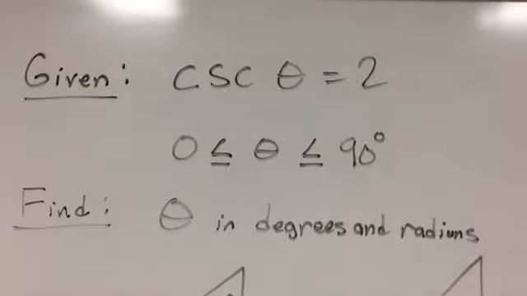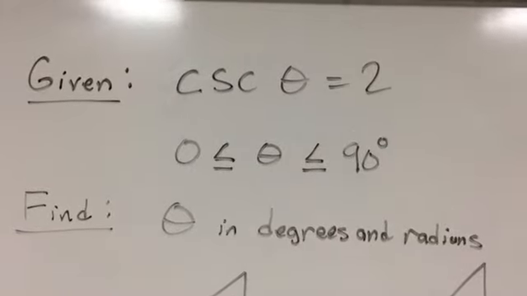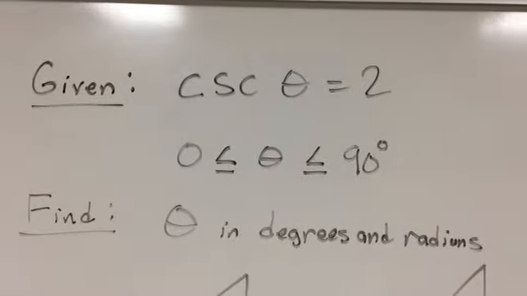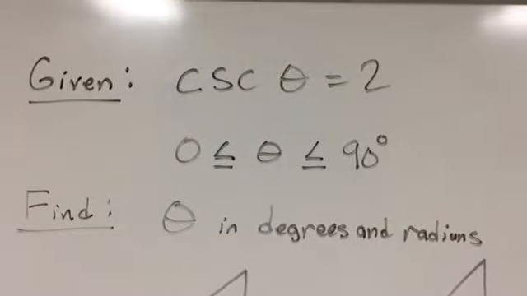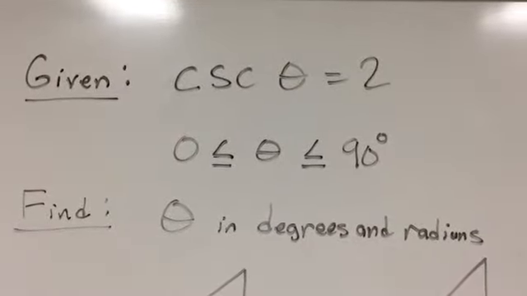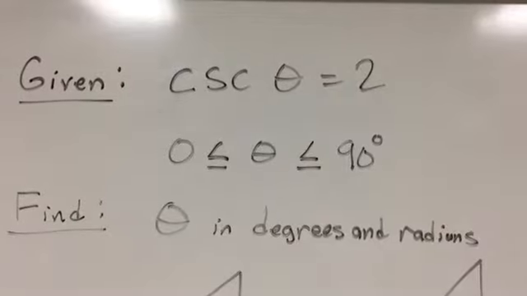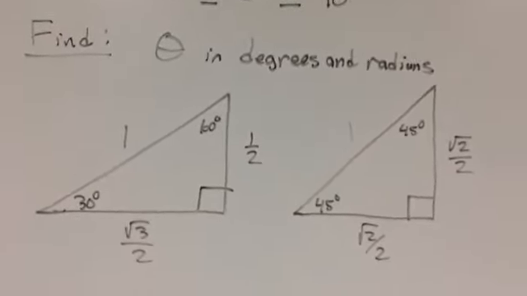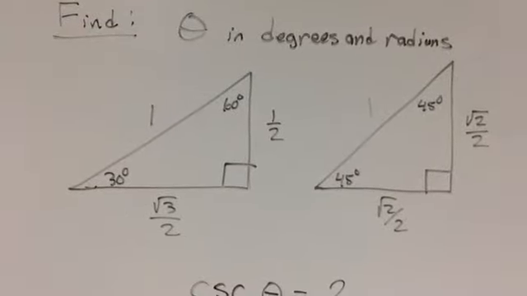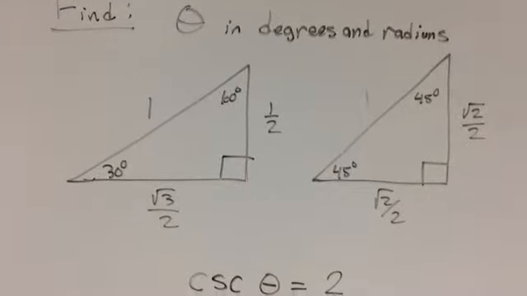This time we are given that the cosecant of an angle is equal to 2 and that the angle is between 0 and 90 degrees. Find the angle theta in degrees and radians. Again, we refer to our two triangles, the 30, 60, 90 and the 45, 45, 90 triangle.